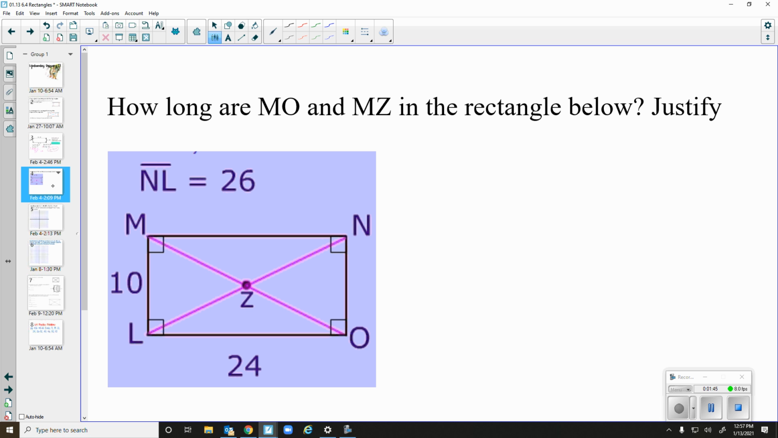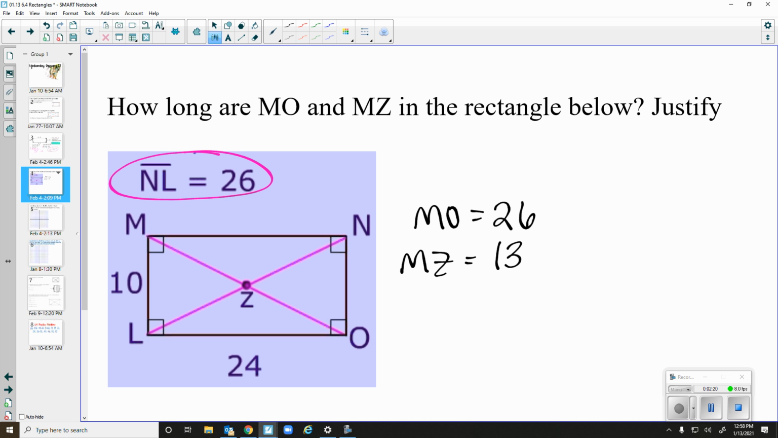On this next one, how long are MO and MD? Okay, what's true about your diagonals? They're congruent. Yeah, it says NL is 26, which is one of the diagonals, which means MO is 26. And that's our rectangle property. Diagonals are congruent. But then if we need MD, what's that going to be? 13. That's from parallelograms because that also applies to a rectangle. Bisected diagonals.